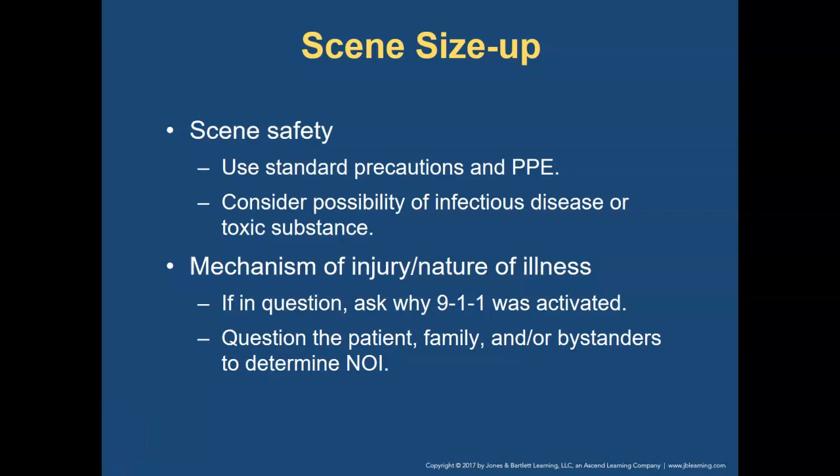So we want to make sure we're using standard precautions and PPE. We also want to consider the possibility of infectious diseases or toxic substances. Those things affect things for us. So mechanism of injury or nature of illness, if we're talking about a respiratory emergency, more than likely we're talking about nature of illness, but it could be secondary to a trauma.